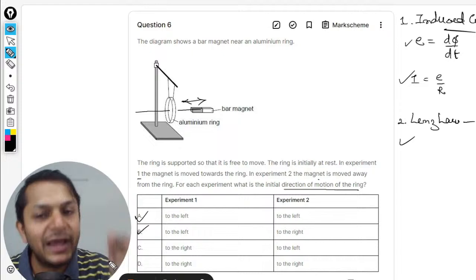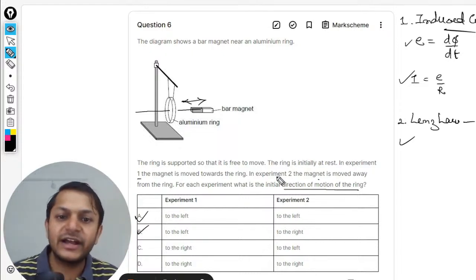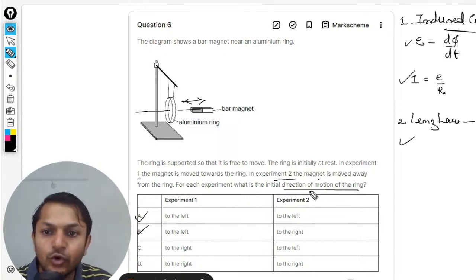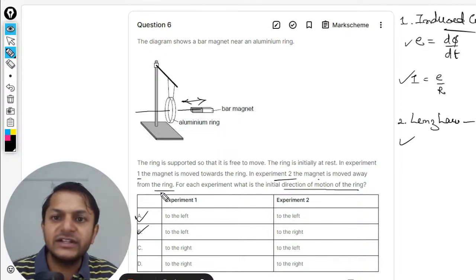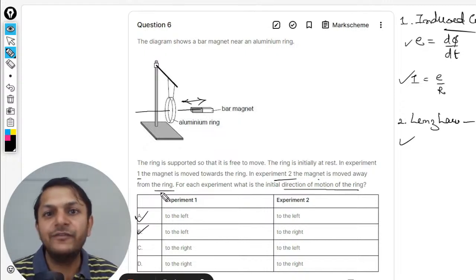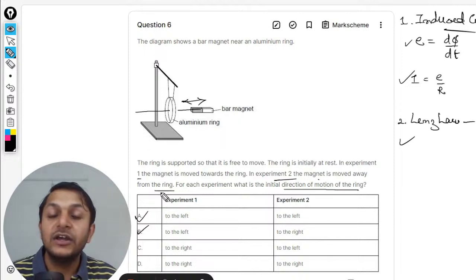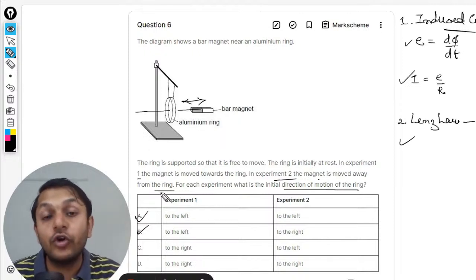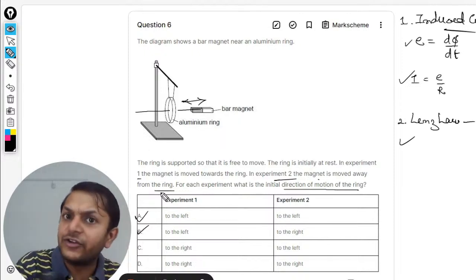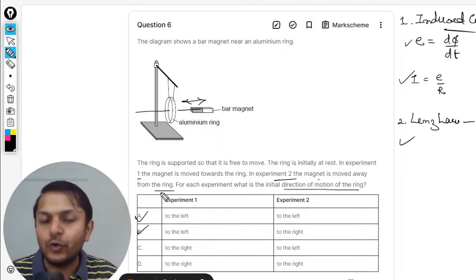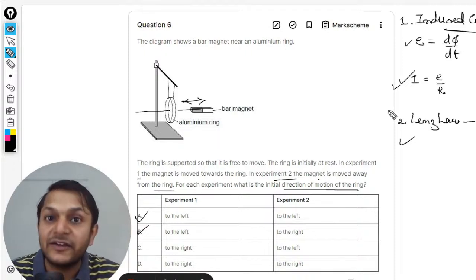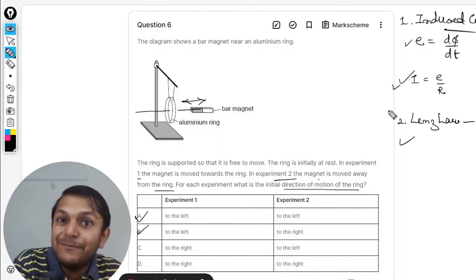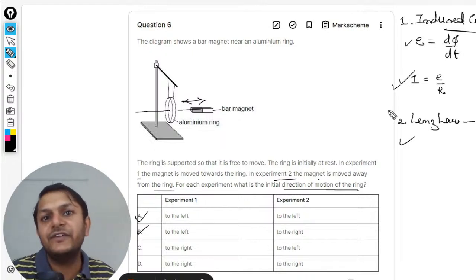Now, we are going to apply the same principle for the other direction in experiment 2. Now, in experiment 2, the magnet is moved away from the ring. Obviously, the ring will be witnessing a decrease in the flux, and the ring will say, I don't want it. So now the ring does not want the flux to decrease. So what can the ring do? The ring will be creating an induced current which will create a magnetic field that is going to supplement the initial magnetic field which was reducing.